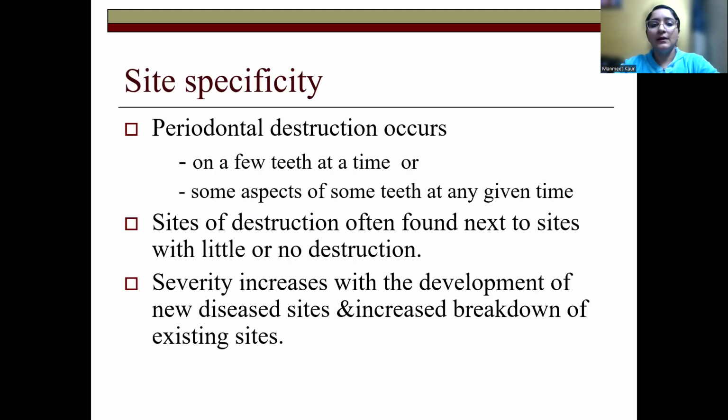Now, site specificity: periodontal disease is very site specific. Periodontal destruction occurs on a few teeth at a time and some aspects of some teeth at a given time. Sites of destruction are often found next to sites with little or no destruction. So what happens? Severity increases with the development of new disease sites and increased breakdown of existing sites.